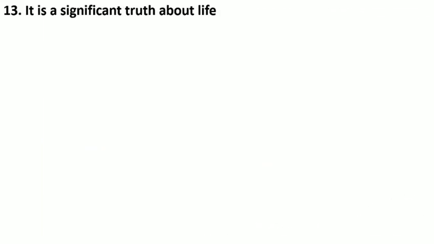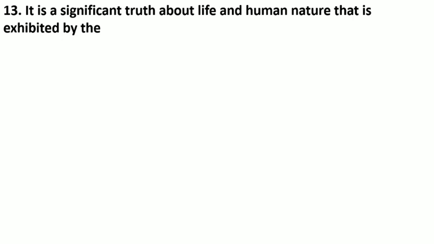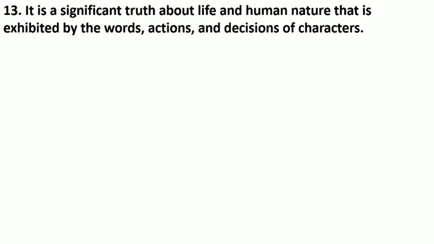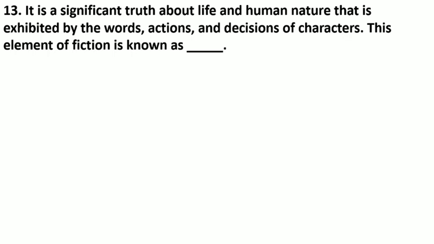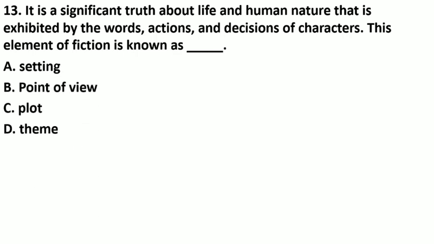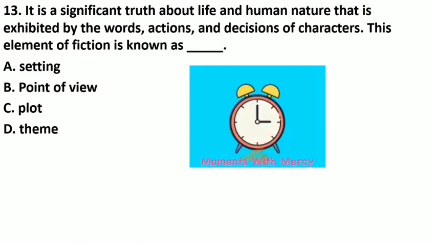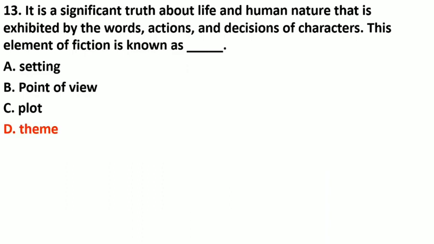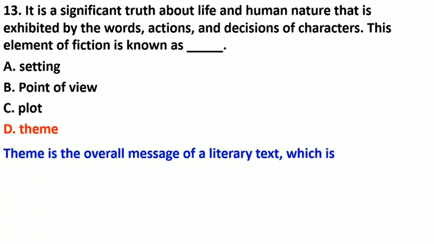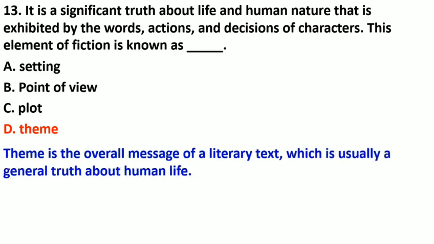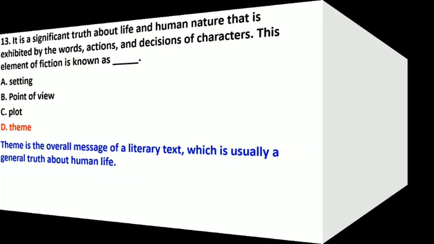It is a significant truth about life and human nature that is exhibited by the words, actions, and decisions of characters. This element of fiction is known as blank. A. Setting, B. Point of view, C. Plot, and D. Theme. The correct answer here is option D. Theme. Theme is the overall message of a literary text, which is usually a general truth about human life.